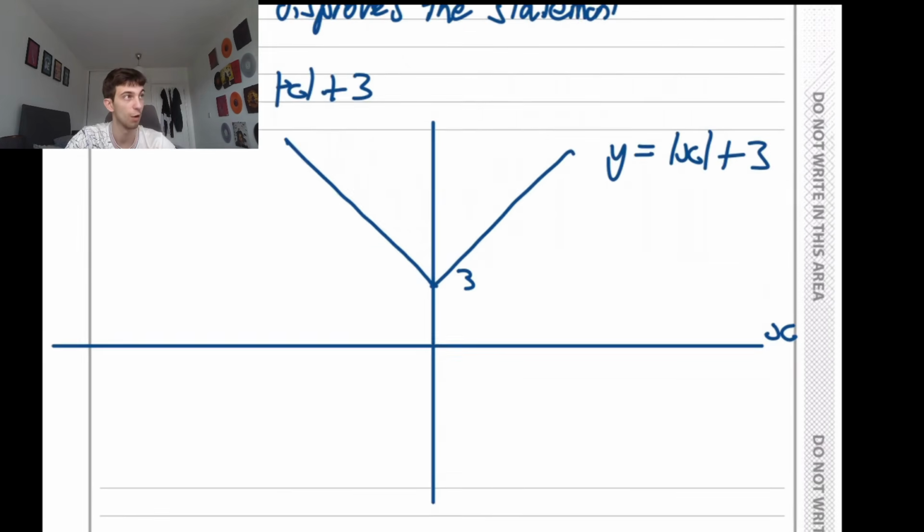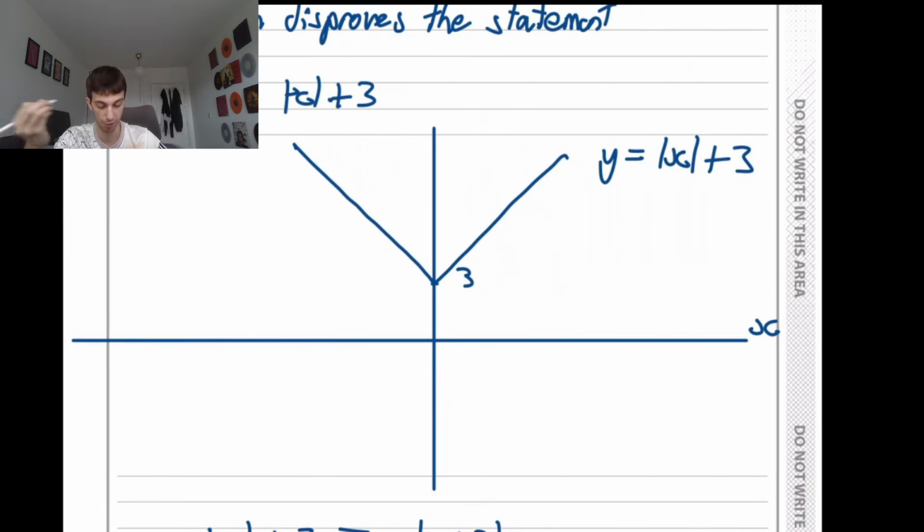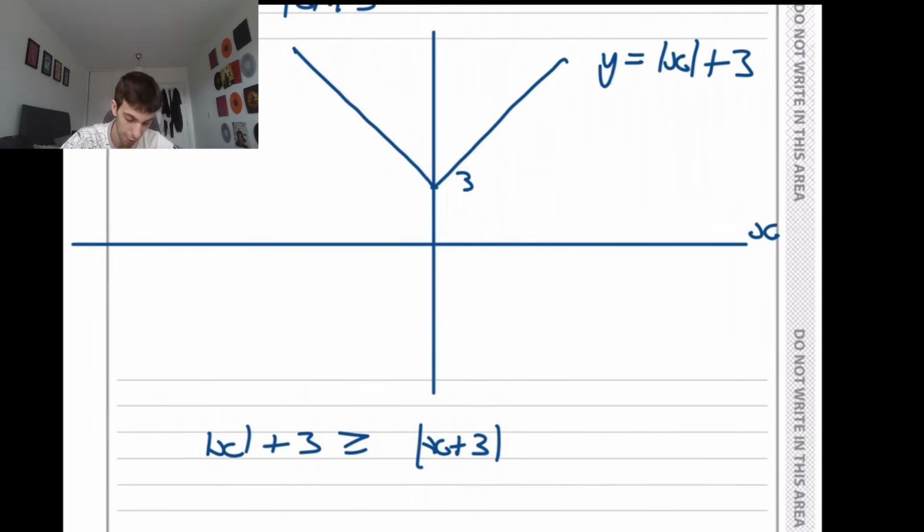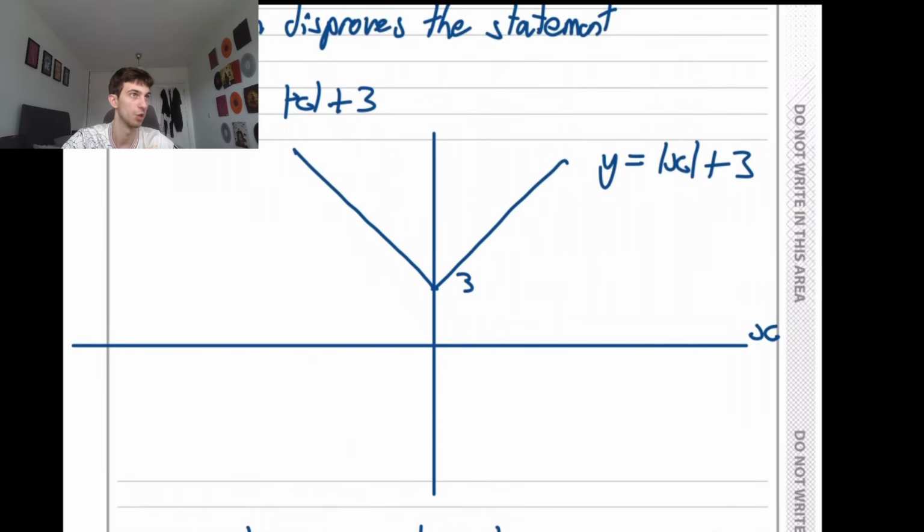Now, because we've already sketched the graph of y equals the modulus of x plus 3, the most obvious way to do this question would be to simply sketch out the graph of the modulus of x plus 3, so the right-hand side here. And then we can compare and see if this inequality does indeed hold. So when sketching out this graph, you could already know that this is just the modulus of x graph shifted 3 to the left. But the first thing I'm thinking is just to draw out the line of x plus 3, and then we can apply that modulus function onto it.